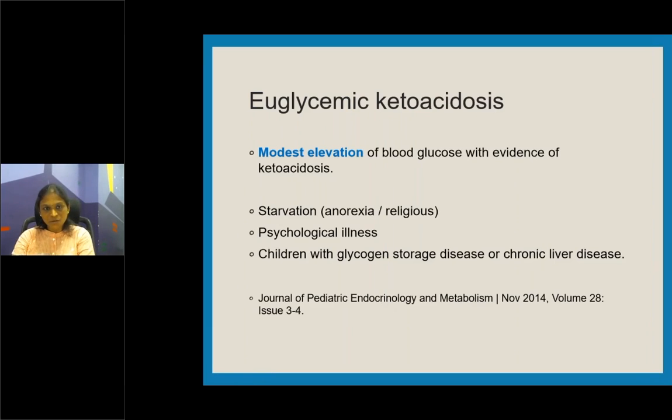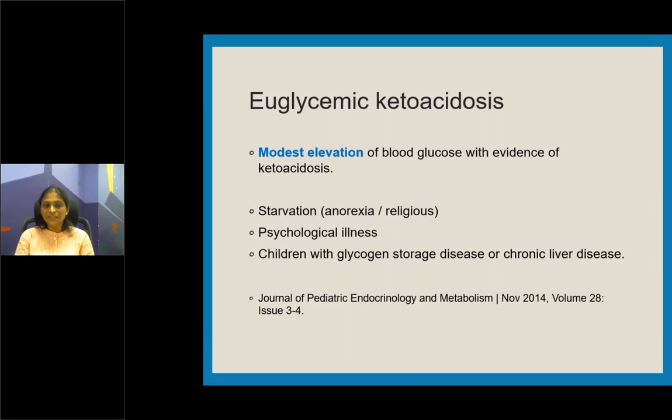There is another entity called euglycemic ketoacidosis. Usually what we see in children with DKA, the blood sugar is around 350 to 450. Here in euglycemic ketoacidosis, the blood sugar ranges from 200 to 250 or from 150 to 200, not very high as in the case of DKA, which we usually see.